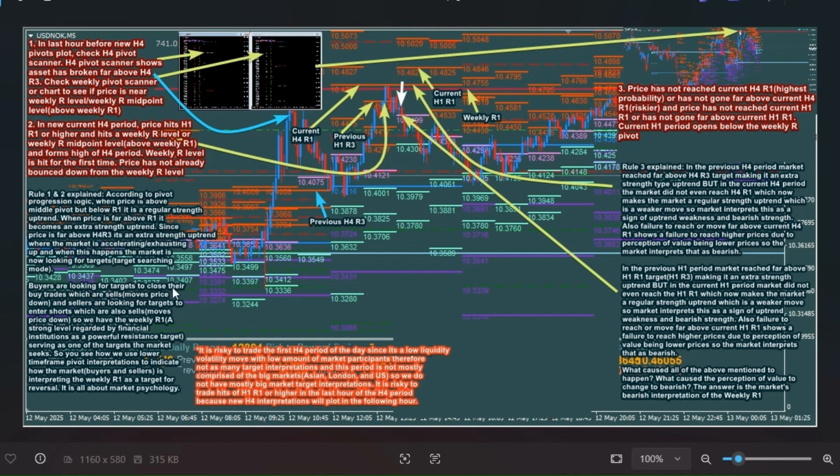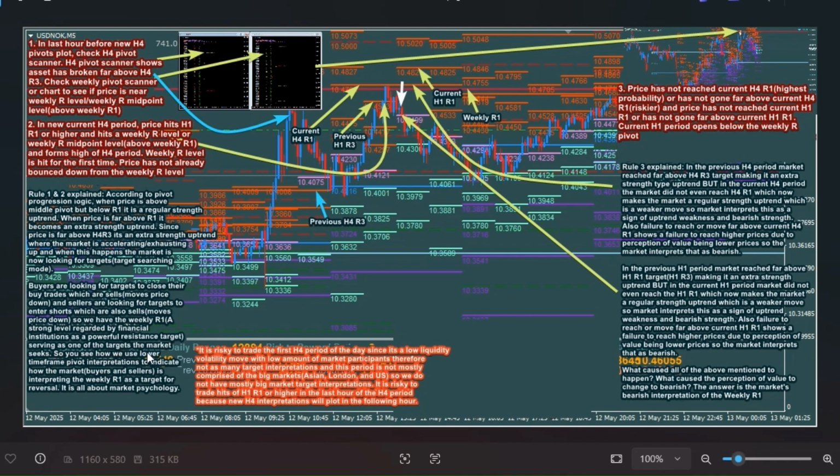Buyers are looking for targets to close their buy trades, which are sells, which moves price down, and sellers are looking for targets to enter shorts, which are also sells, which moves price down. So we have the weekly R1, a strong level regarded by financial institutions as a powerful resistance target, right here, this weekly R1, serving as one of the targets the market seeks.